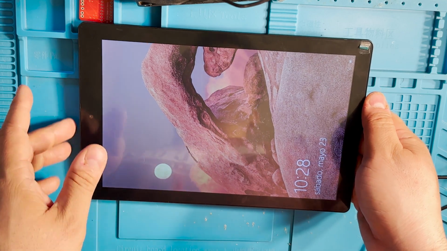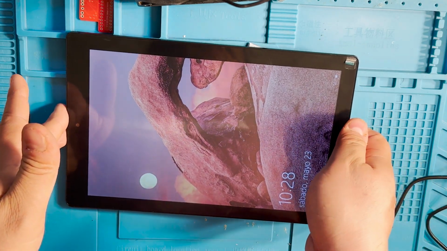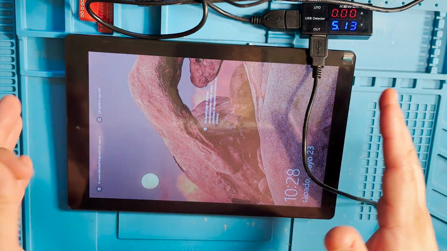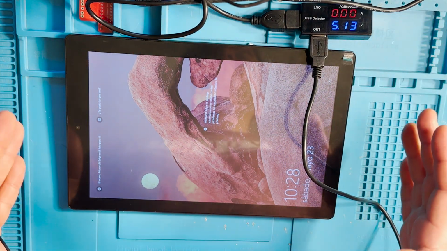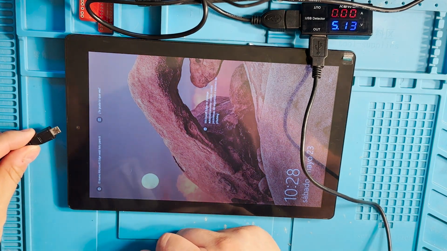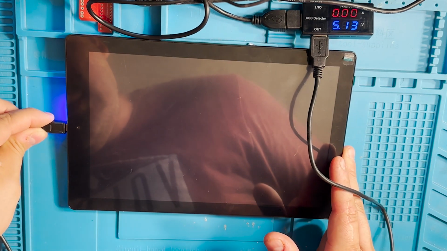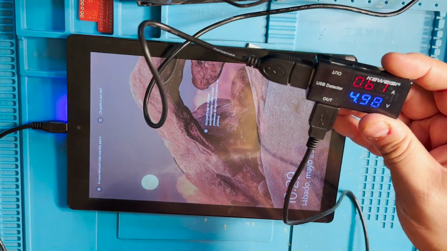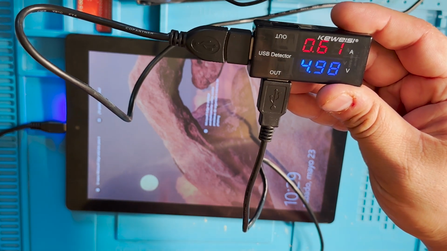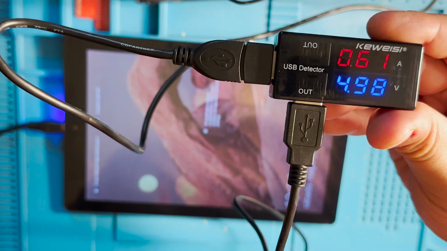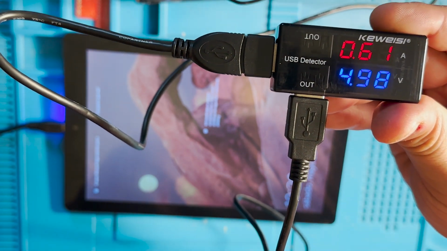Now let's check whether or not we are getting any amperage. So the tablet's supposed to slow charge since we don't have the original power supply. So now let's plug it in. And we get 0.6 amps and a little less than 5 volts.